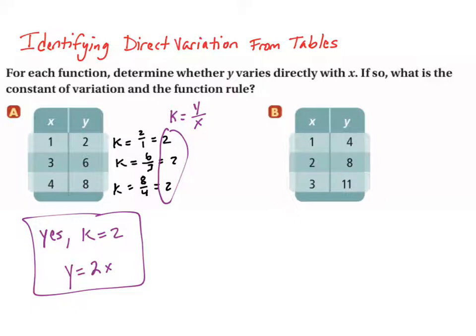We'll do the same thing for table B. We're going to test and find the k value. So k equals 4 over 1, that's 4. k equals 8 over 2, which is 4. Here k equals 11 over 3, which I know for a fact does not equal 4, so this is not direct.